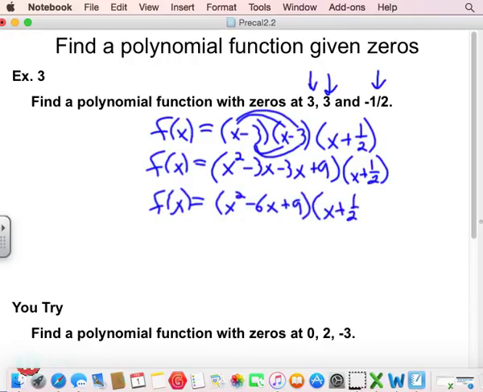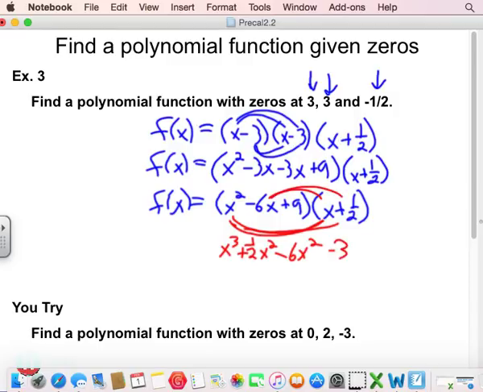And then I've got to distribute all 3 of these to both terms of the binomial. So I got x squared times x, and that gives me x cubed. x squared times 1/2 is 1/2 x squared. Right, and then I've got to do negative 6x times x, negative 6x squared. Negative 6 times 1/2 is negative 3x. 9 times x, 9x. And then 9 times 1/2 is 9/2.